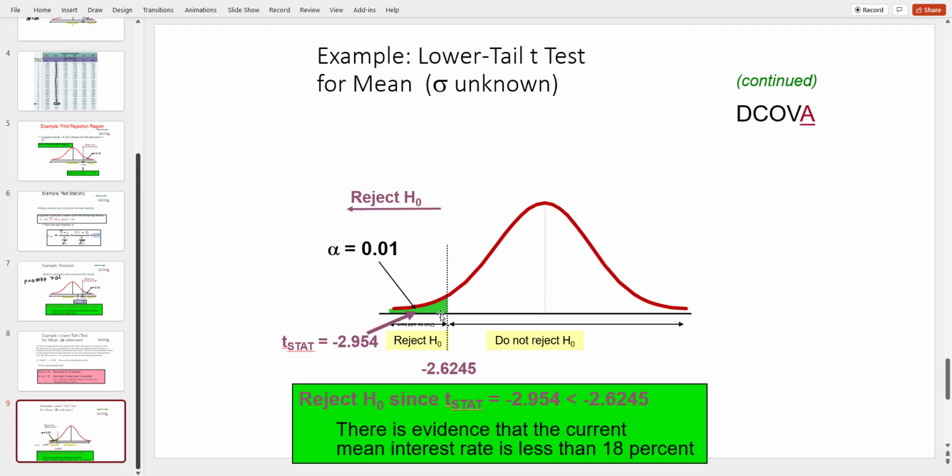Since you have 15 as the sample size, your degrees of freedom will be 14. And we're testing that at 0.01. So I got my critical value to be negative 2.6245. Anything that's on the left tail will have a negative critical value. So how did I get that?